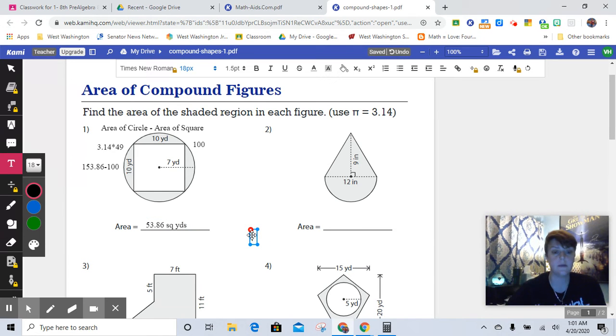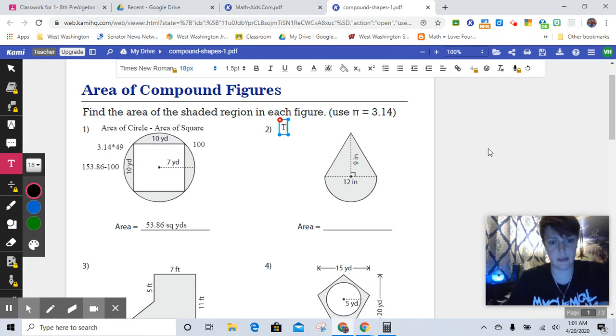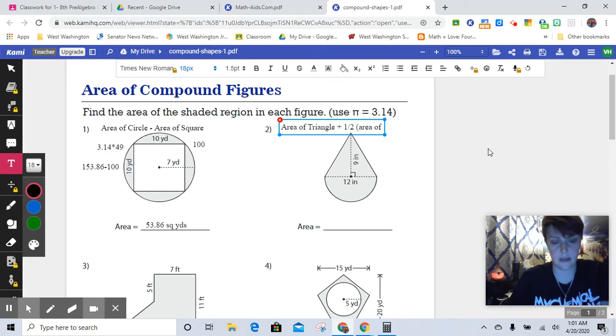Okay, on to the next one. Now this one, we didn't subtract anything. So instead of subtracting like what we did over here, we're going to add these two. We can break this down into the shape of a triangle and half a circle. That's not too hard. So we're going to go area of the triangle plus half of the area of the circle.